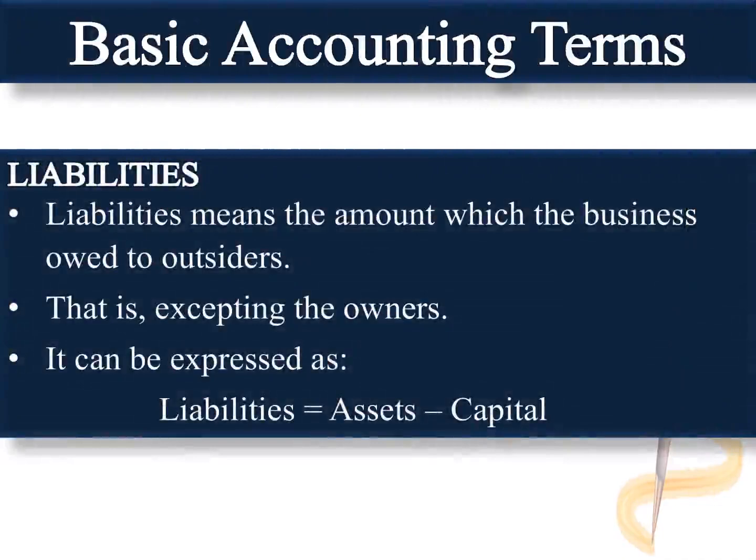Liabilities. Liabilities means the amount which the business owes to outsiders. That is, excepting the owners. So outsider means except owners. Owners' liability is known as capital for the firm. So it can be expressed as liabilities equals total assets minus owners' contribution, meaning capital.